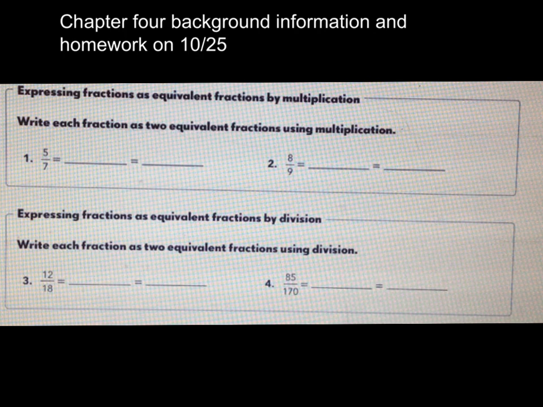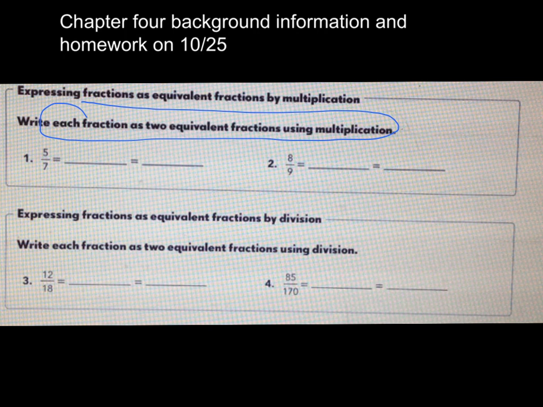This is your homework from the day before yesterday, 10:25, and it was a review on information that you were already expected to know, but I want to make sure that we have a good grasp on understanding what's happening. So these first two problems ask us about writing equivalent fractions using multiplication.